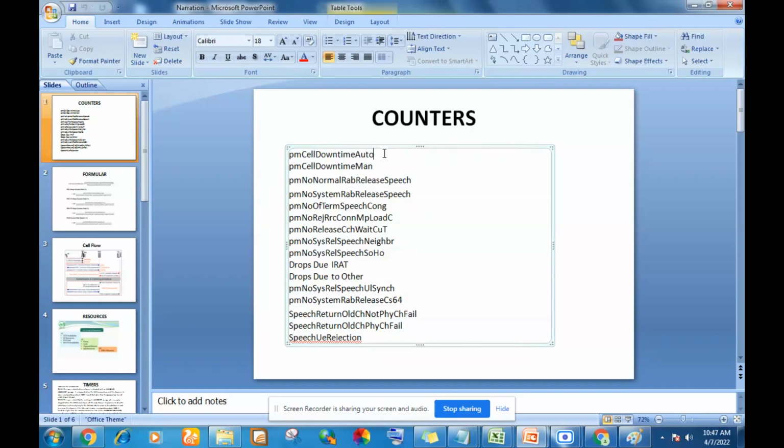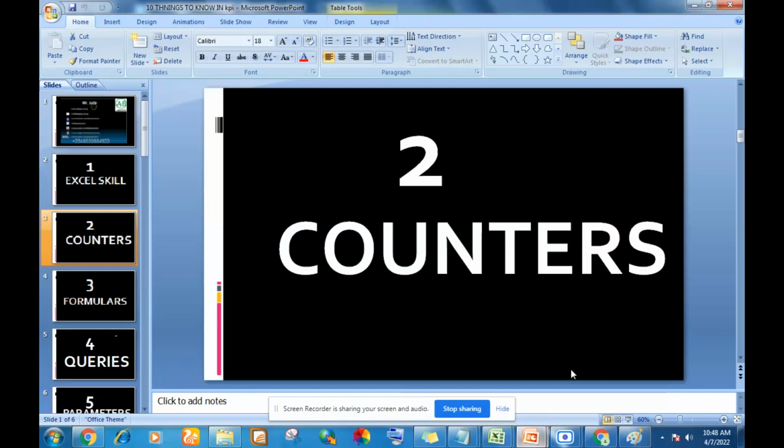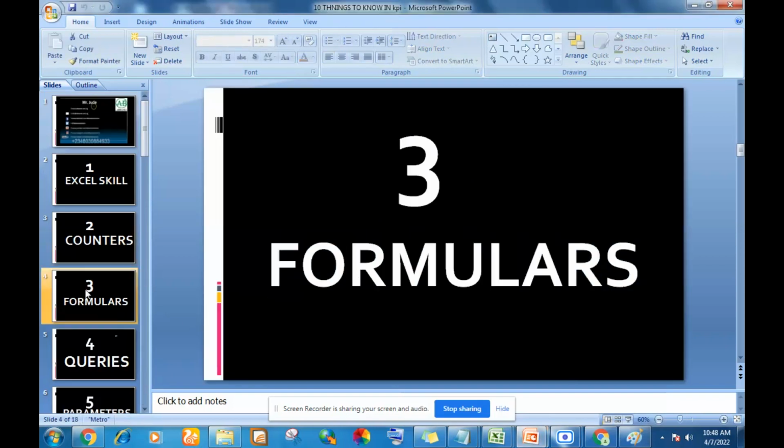So this counter is meant to return the number of times a cell was down automatically, not manually, and this one is meant to return for manual. Okay, normal release speed. Different counters exist in the network, but a combination of these counters, put in a formula, will give you the KPI of the network. Okay, so you need to know about these counters.